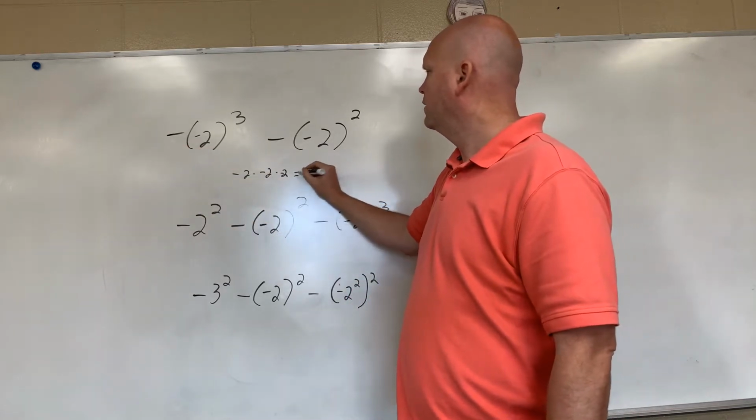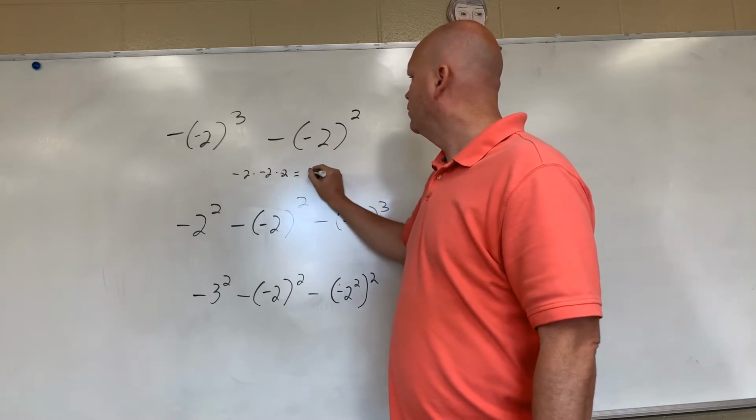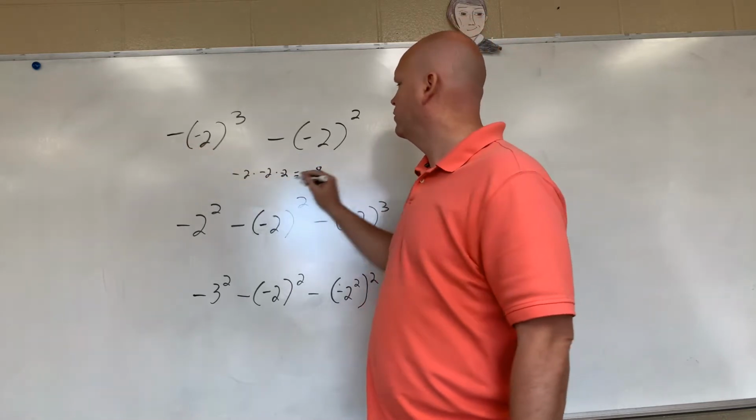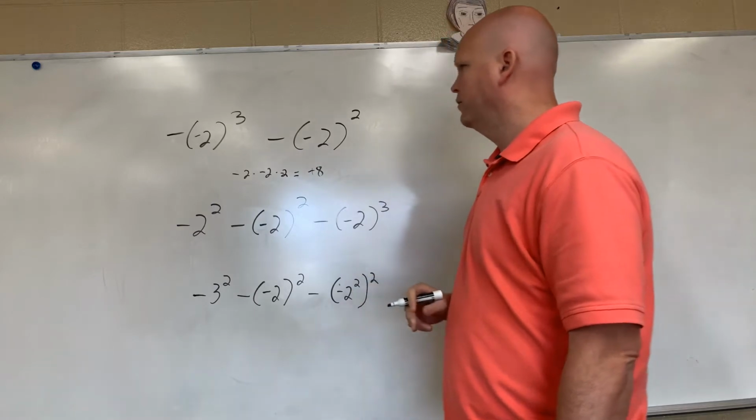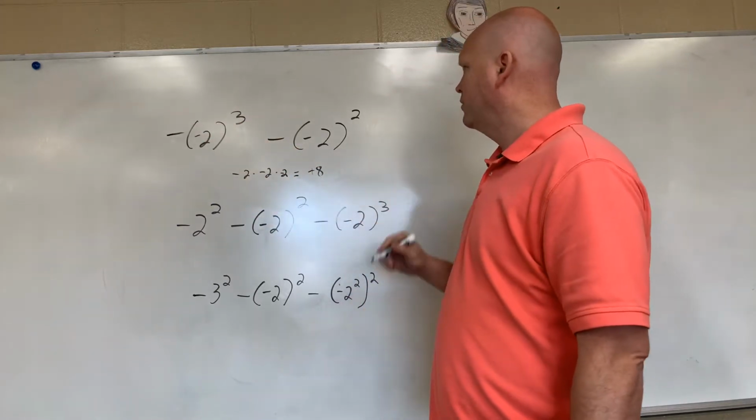So when we do -2 cubed, we get -8. Then we add in this extra negative, and that makes it a +8. So the answer to this part of the problem would be +8.